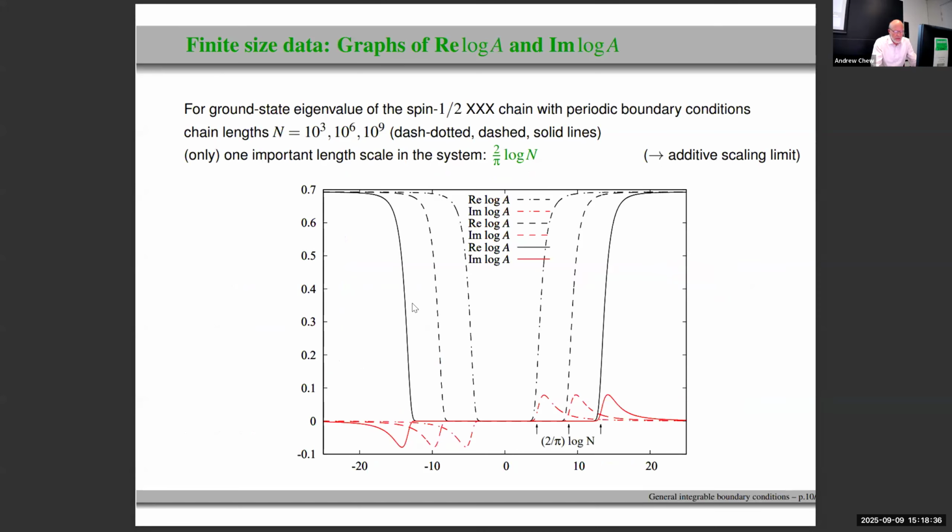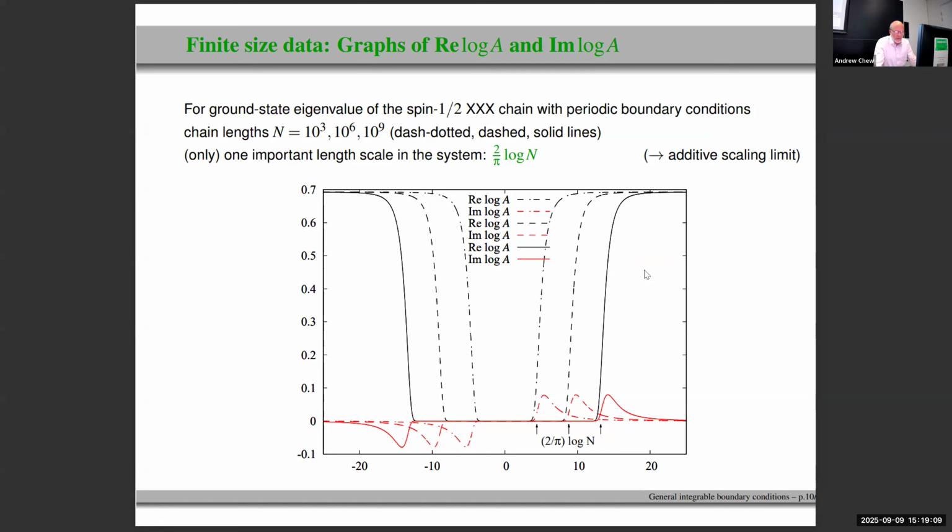And here are plots of the functions for different sizes. System size 10 to the 3, 10 to the 6, 10 to the 9. Actually, these data have been derived. So the dash dotted line, black, is the real part of log A. Capital A is a shorthand for 1 plus little a. So the dash dotted line is for size 10 to the 3, the dashed line for 10 to the 6, and the solid line for 10 to the 9, and one can continue this.